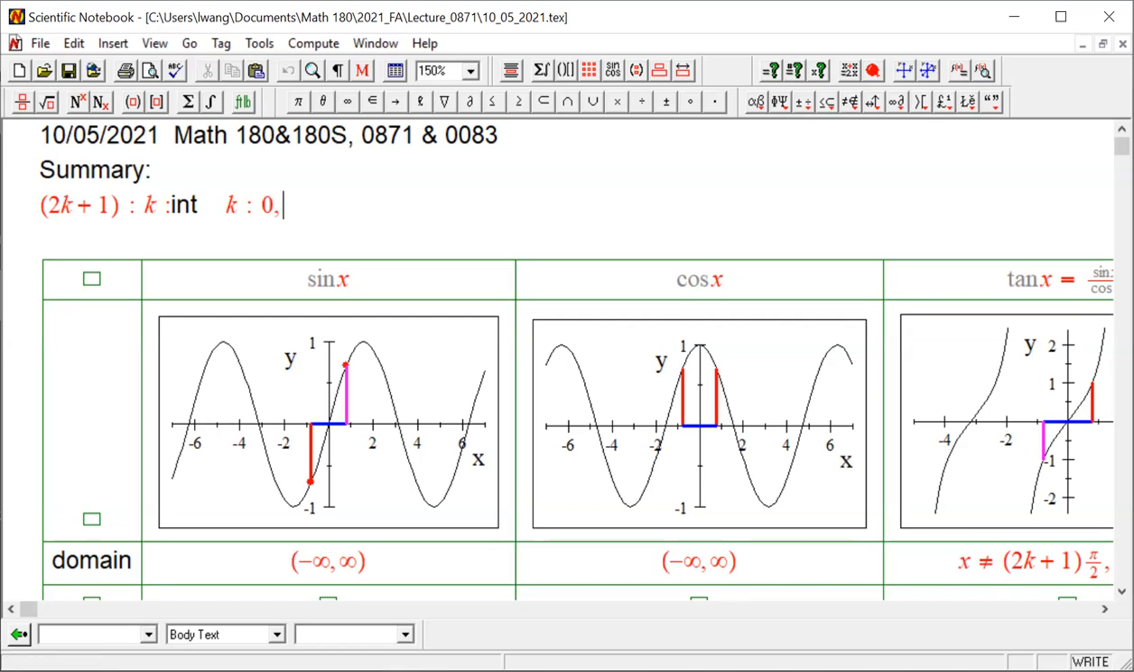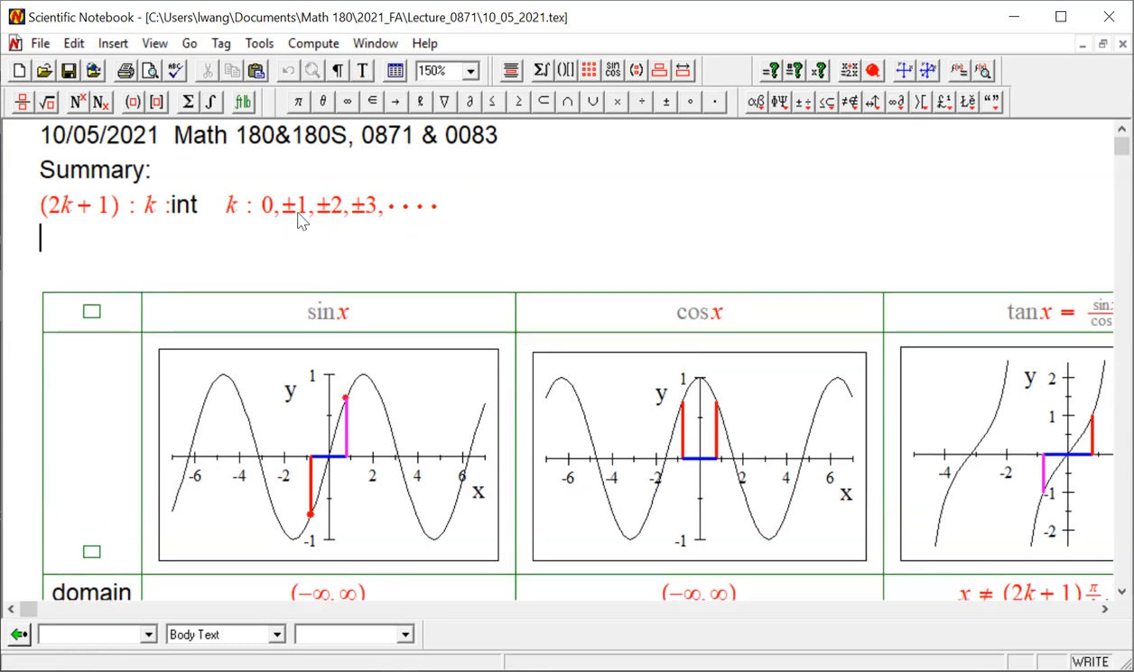0 is an integer, right? Plus 1, minus 1 is an integer. Plus 2, positive 2, negative 2 is an integer. And the list goes on, infinity. Yes? If you plug any one of these numbers into 2k plus 1, do you always get odd numbers? Yes. Absolutely. Are you going to miss any odd number? No.